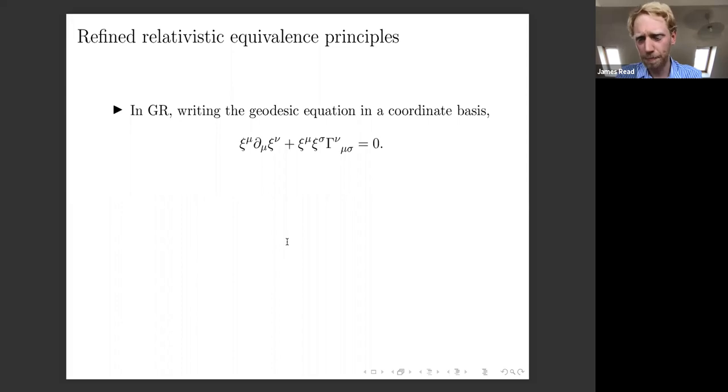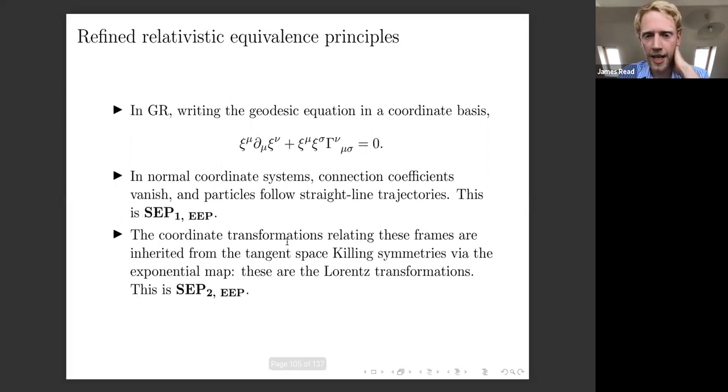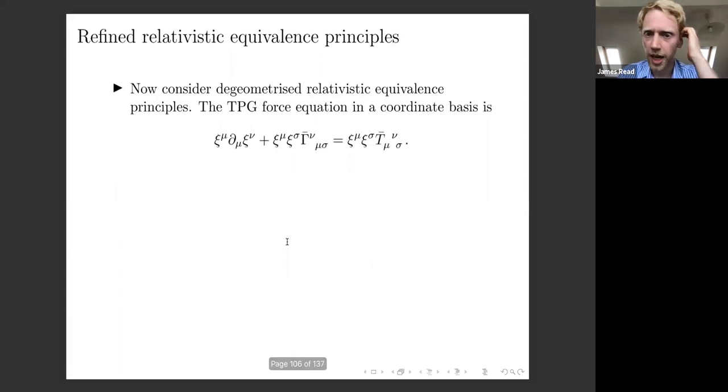I'm going to focus just on particle force equations for simplicity. So in general relativity, you can write the geodesic equation like this in a coordinate basis. In normal coordinate systems, we already said that connection coefficients vanish. So that would be SEP1 EEP. And these frames are going to be related by Lorentz transformation. So that's SEP2 EEP. What about teleparallel gravity?